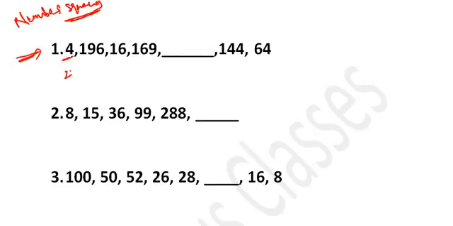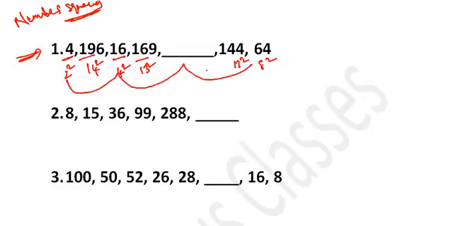This 4 is nothing but 2 square, and 196 is nothing but 14 square. This is nothing but 4 square, this is nothing but 13 square, this is nothing but 12 square, this is nothing but 8 square, friends. So this is clearly established: 2, 4, 6, 8. So the answer will be 6 square, friends, alternately. So the answer is 36. Then go through the next problem.